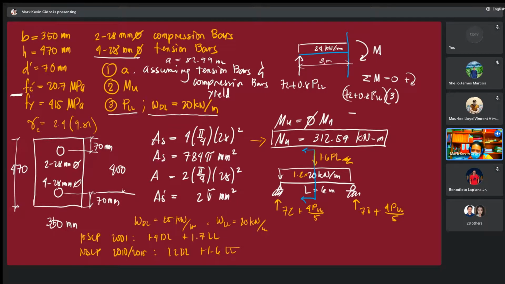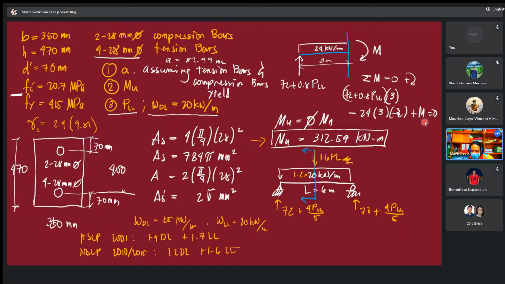Minus 24 times 3, and its moment arm is 3 over 2. What else? Of course, the M. Plus M, this is equal to 0. Your M therefore is equal to that. This is your working equation.